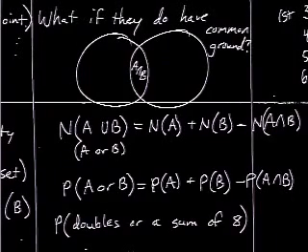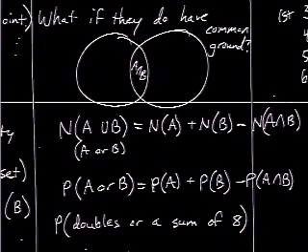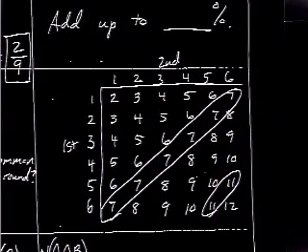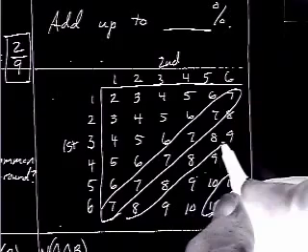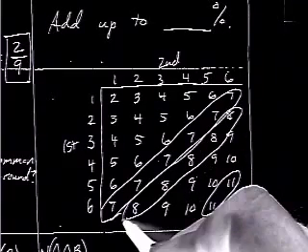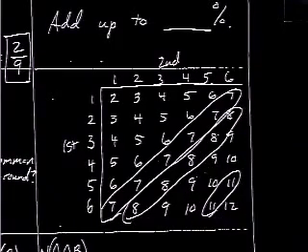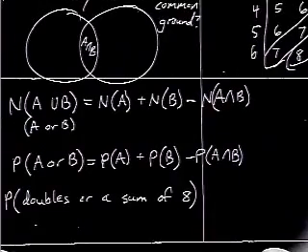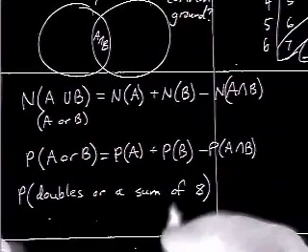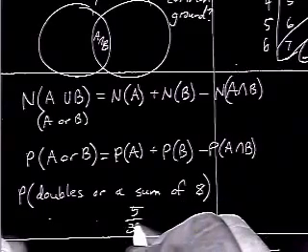Well, what happens if we have a situation where we want the probability that we roll doubles or a sum of 8? Well, we can go back to our sample space for sums and look at that. The sum of 8, right, that was 1, 2, 3, 4, 5. 5 out of 36 for that event. So I can write that down. 5 out of 36.